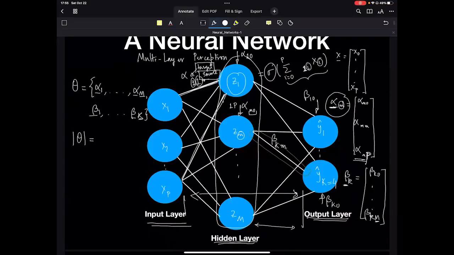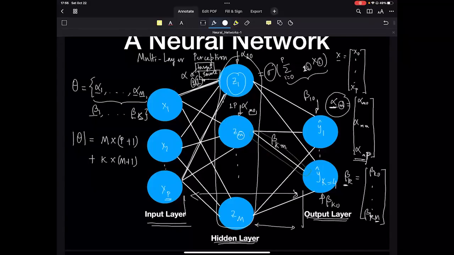And how many such alphas do we have? M alphas. Excellent. So then how many parameters do we have corresponding to the alphas? M into P plus 1. Excellent. Similarly, how many parameters do we have corresponding to beta? K into M plus 1. Excellent. So these are the number of parameters that we have for a simple neural network that has capital P input elements, capital M hidden nodes, and capital K output nodes.